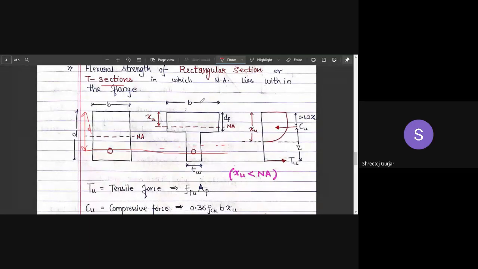Next, this is your T section. This is the breadth of your flange. DF is the depth of your flange. Xu is the depth of your neutral axis. Then Tw is the thickness of your web. Next, this is a stress diagram. You can see this is the depth. Take care, here also I have drawn it wrong. This diagram should be over here, at the level of steel. Take care while drawing in your notebook.